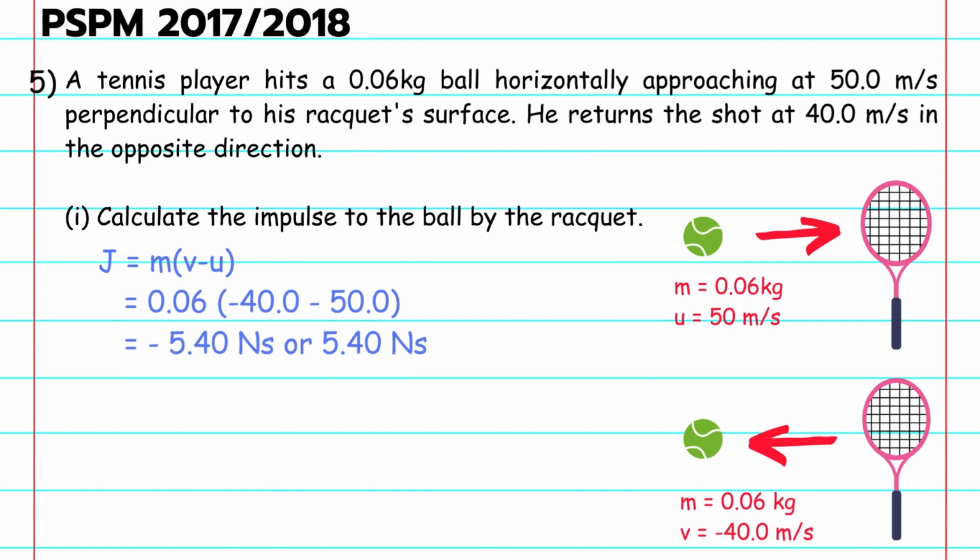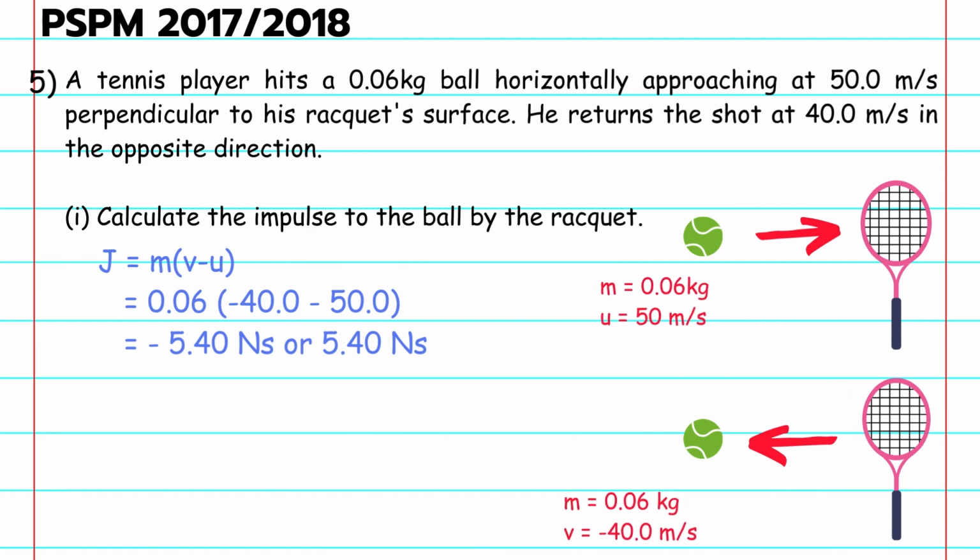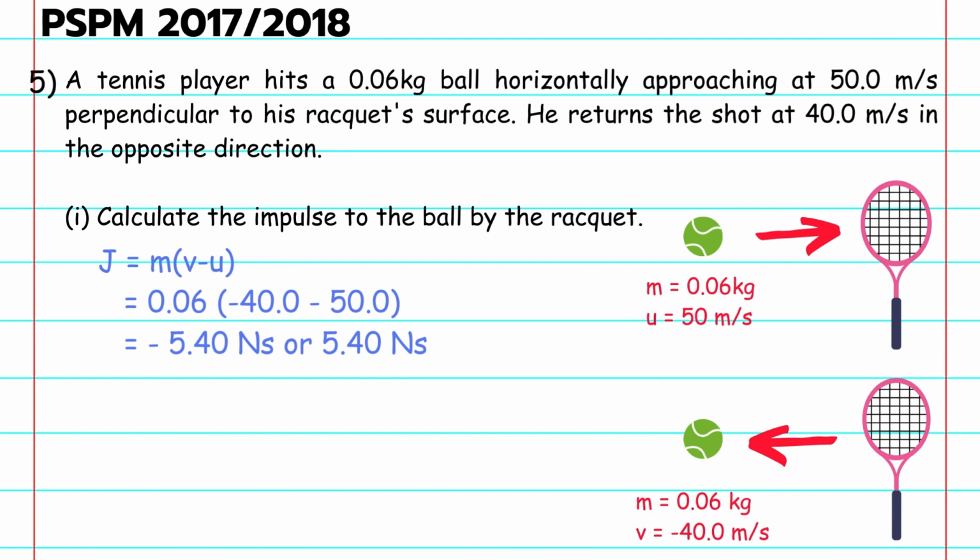So the question says a tennis player hits a 0.06 kilogram ball horizontally approaching at 50 meters per second, perpendicular to his racket surface. He returns the shot at 40 meters per second in the opposite direction. So question number 1 asks you to calculate the impulse to the ball by the racket.